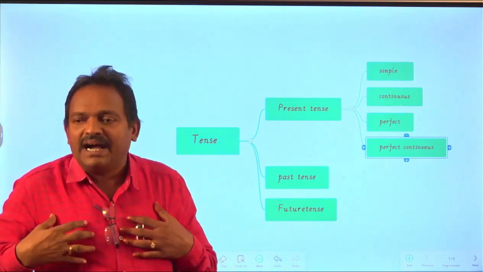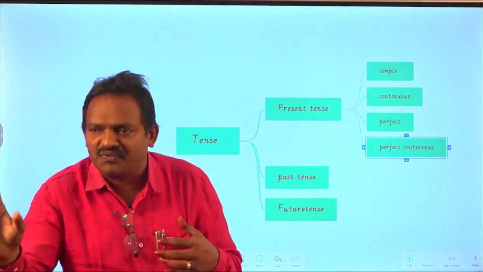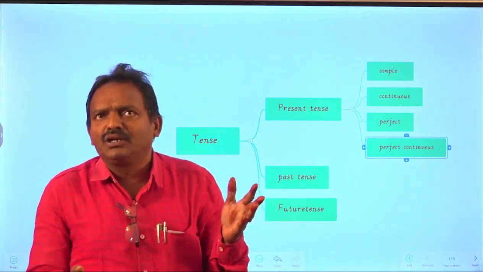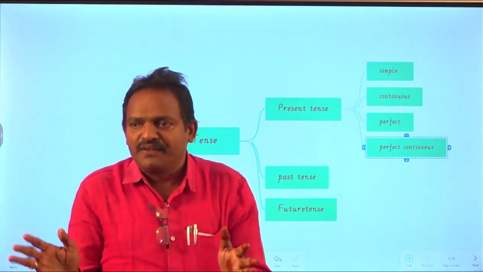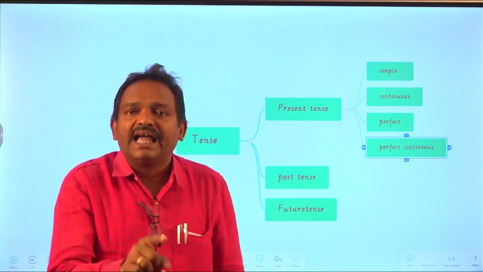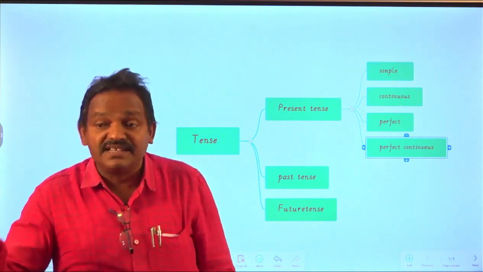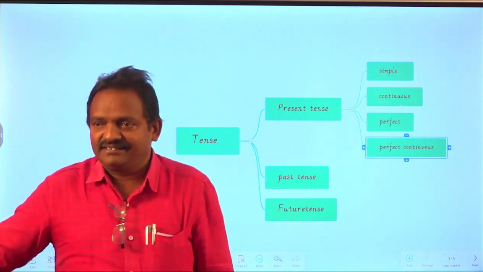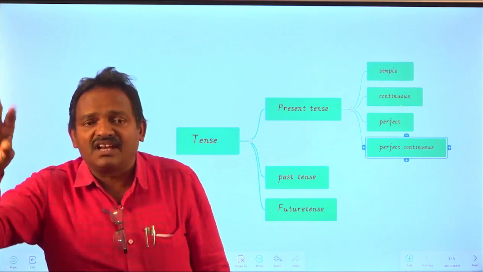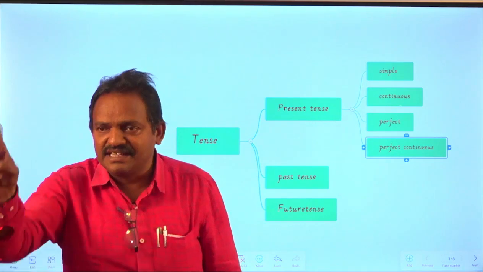For example, I am working in the Tadipatri Degree College for the last 5 years, of course. That means I joined in 2019. So in present perfect continuous tense, I have to say, I have been working in the government degree college since 2019. Or, I have been working in the government degree college for the last 5 years. Both are correct: since, for.